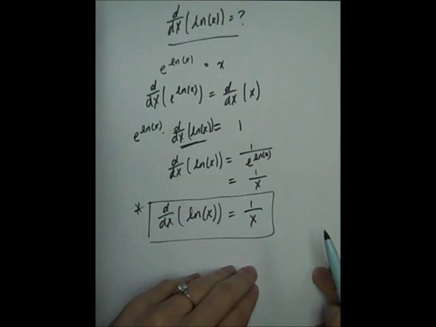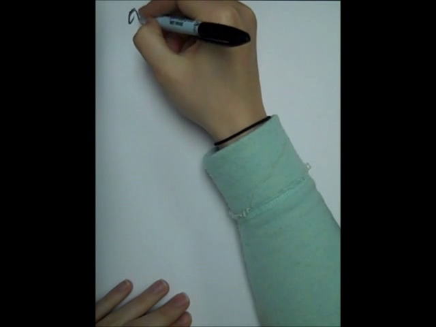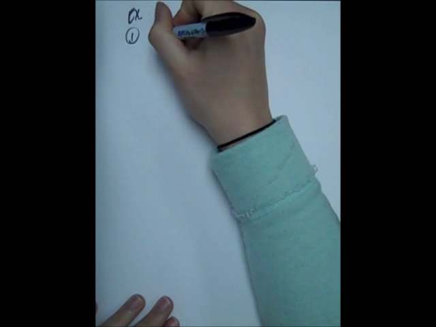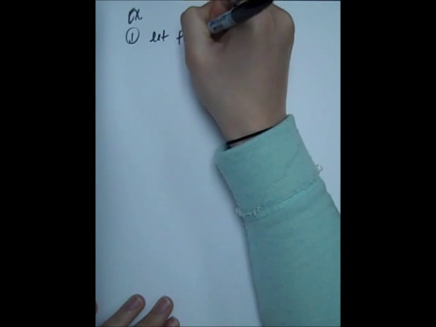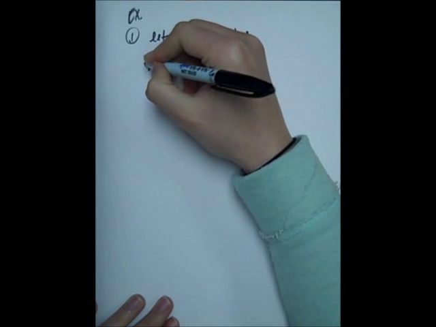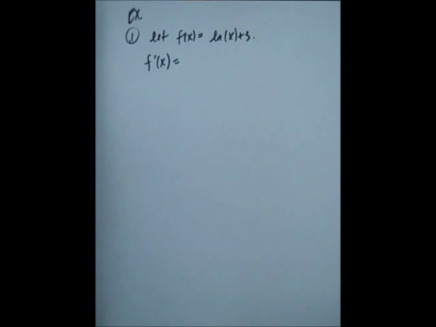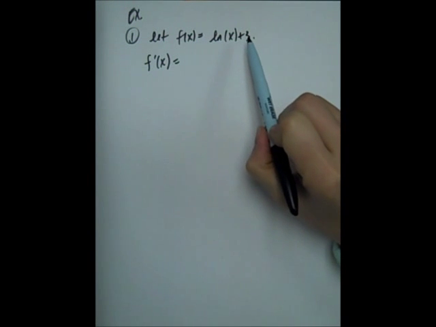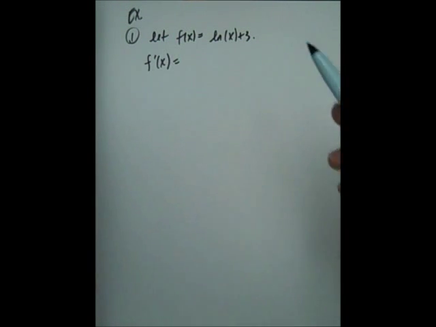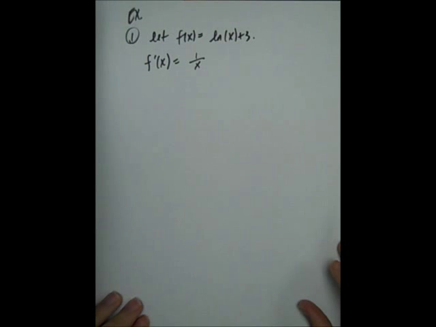So let's do a few examples on how to implement this. This is just another rule that we can use with the chain rule, the product rule, and the quotient rule. So let f of x be natural log of x plus 3. Let's find f prime of x. So this is a sum. That just means we're going to take the derivative of the first plus the derivative of the second. So the derivative of natural log of x, we just did that. That's 1 over x. And then the derivative of 3 is 0, so adding 0 doesn't do anything. So there's your f prime.